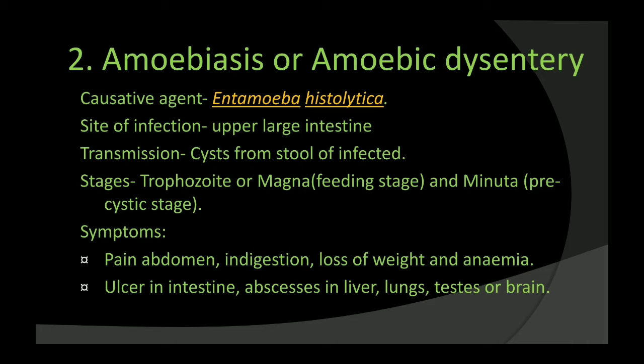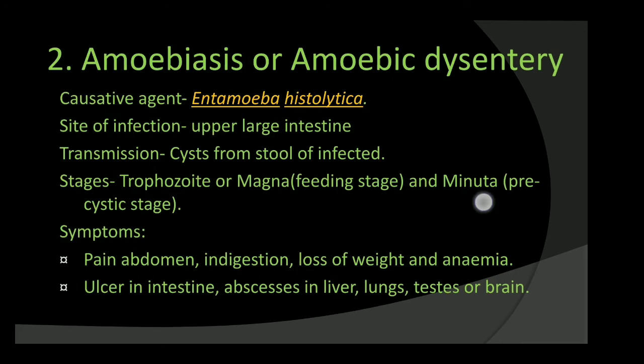The symptoms of amoebiasis are pain in abdomen, indigestion, loss of weight, and anemia, ulcers in the intestine, abscess in the liver, lungs, testis, or brain. In severe cases, when the treatment is not done properly or if it is unnoticed for a longer time, abscess is collected. Abscess means pus formation and swelling inside the internal organs can take place, especially in the liver, lungs, testis, and brain. If they are not treated for a longer time, it can lead to death.